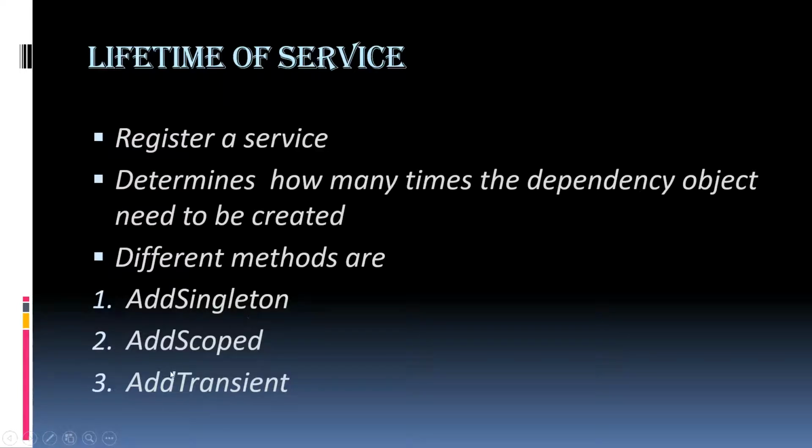AddSingleton, AddScoped and AddTransient are the methods that we use to register a service, and they determine the lifetime of that service. Let us see the different methods ASP.NET Core provides to register a service with the dependency injection container.